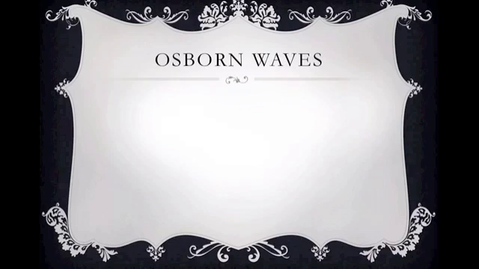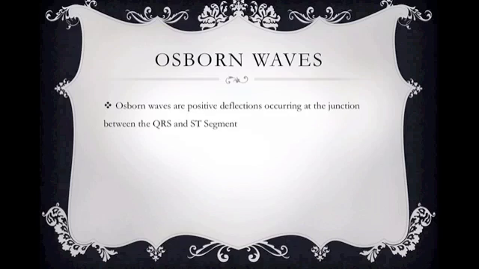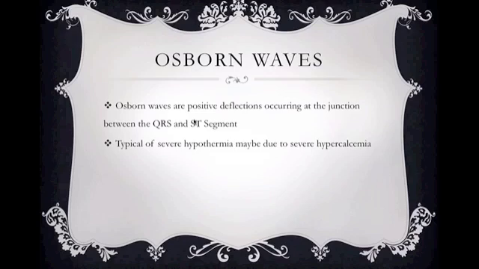All right, we're closing it up almost. We're going on to O of elevation. We're looking at Osborn waves. Osborn waves are positive deflections occurring at the junction between the QRS and the ST segment. What does that mean? You'll be able to see that here in a minute. Where we're going to see Osborn waves is your severe hypothermic patient or very severe hypercalcemia. You'll also see Osborn waves called J waves. They usually have large notches, and they also call them humps.